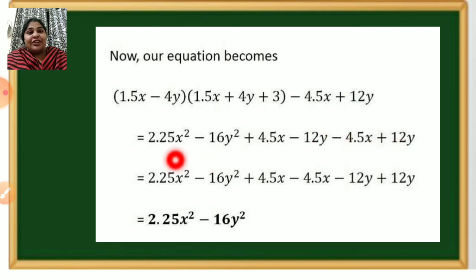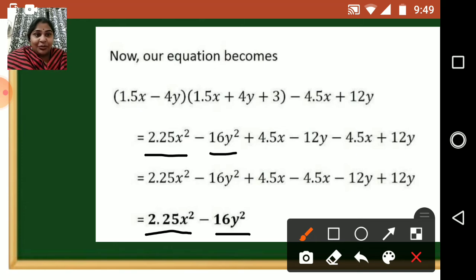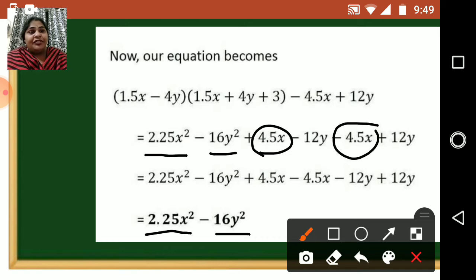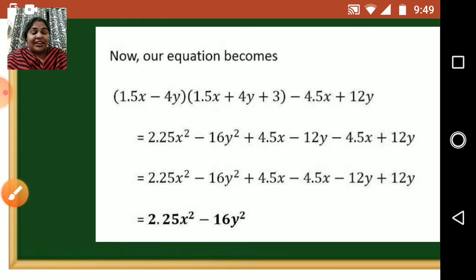Right? Now here again you have to solve whatever like terms you can solve, and keep the unlike terms as they are. So here you can see the 2.25x square term, there is only one. Y square also there is only one. 4.5x and negative 4.5x get cancelled. Negative 12y and positive 12y get cancelled. So the final answer is 2.25x square minus 16y square, children. I hope this is clear.